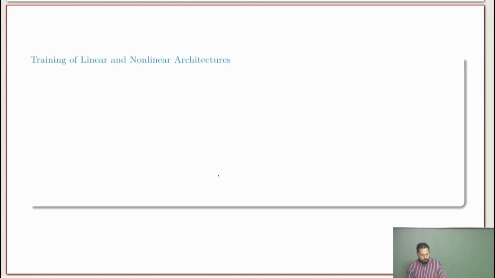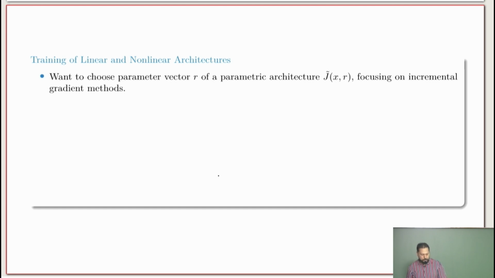Now let us go through quickly. If you have done machine learning, then the next set of slides will be very straightforward. It's all about approximations now, right? We were looking for parameterized approximation functions. So this is our parameterized cost, J tilde (x, r), where r is the parameter or the weight of the neural network or linear network.